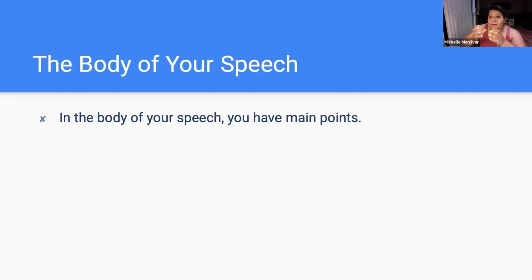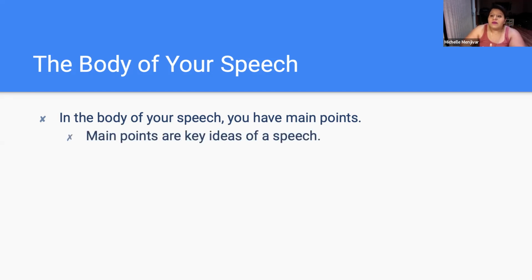This is where the main information, basically the meat of your speech, is located. These are the key ideas of the speech. Those are the 3, 4, 5 things, depending on how many main points you have. Those are the key factors that you want us to focus on when it comes to your speech.